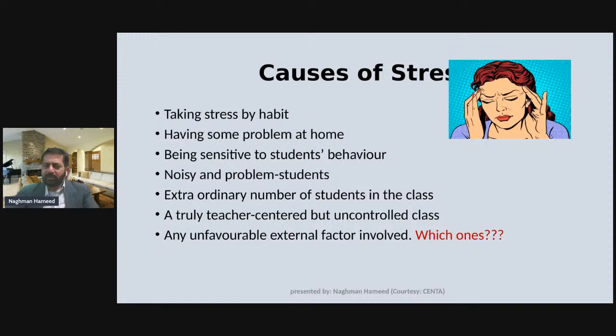Any unfavorable external factor involved? Yes, there are so many. May I know from the audience what those are? Can you come up with a few names? Any external factor that makes the teacher stressful? I can see in the live chat if you come up with any external factor.